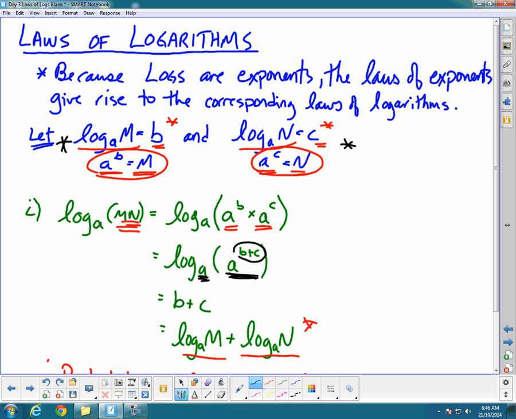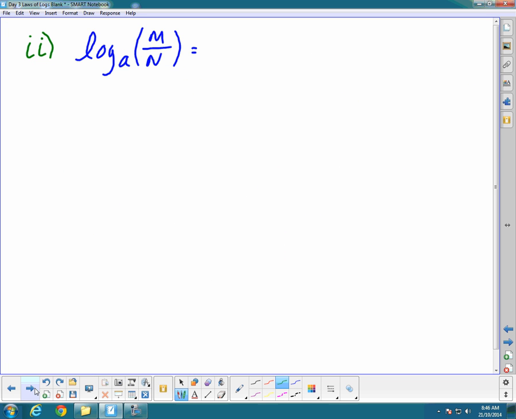We're going to replace m and n, which is funny, with, insert laugh track here, that's right, with these a to the b and a to the c. So instead, though, I'm dividing them. So log base a, the m was a to the b, and the n was a to the c.